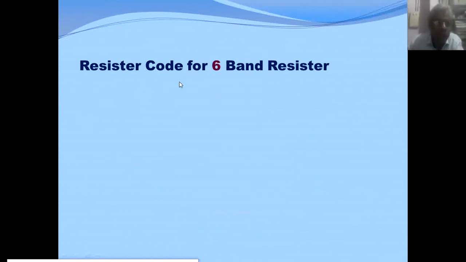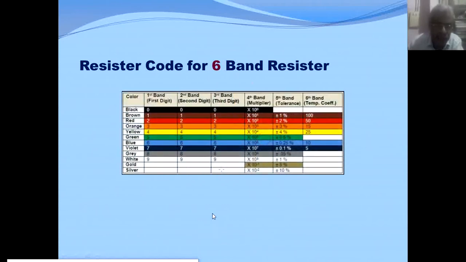The second resistor code is for 6 band resistors. In 6 band resistors there are 7 different columns. The first column shows the name of the color, and the second column is used for the first band, that is the first color of the resistor.